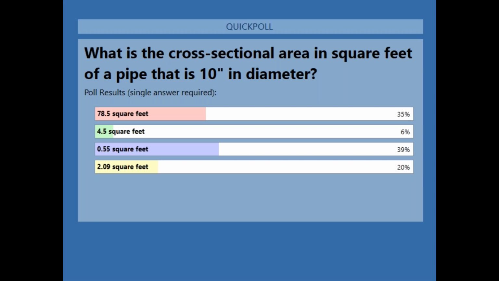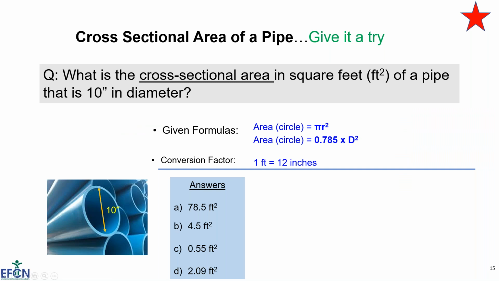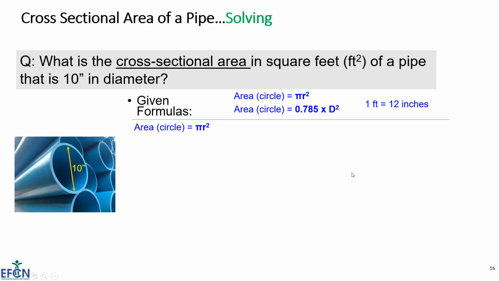All right, Rose, it looks like 39% of people chose 0.55 square feet. 35% of people chose 78.5 square feet. Okay. And then 20% of people chose 2.09 square feet. Okay, thank you. So the correct answer here is 0.55 square feet, and we had about 35% getting it correct. So we had a big percentage that did not get it right. So we want to make sure we know how to do this. So let's go ahead and walk through this together.